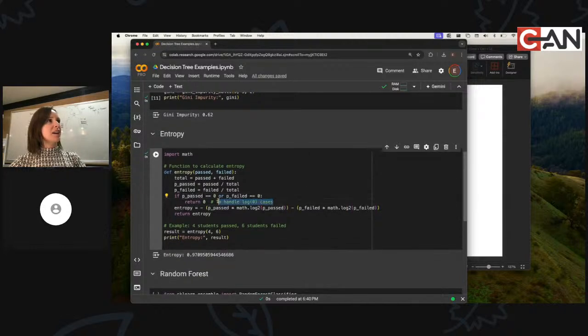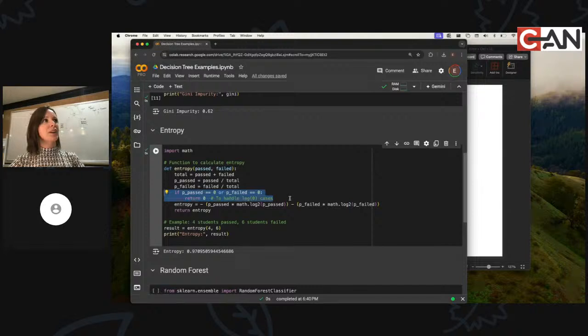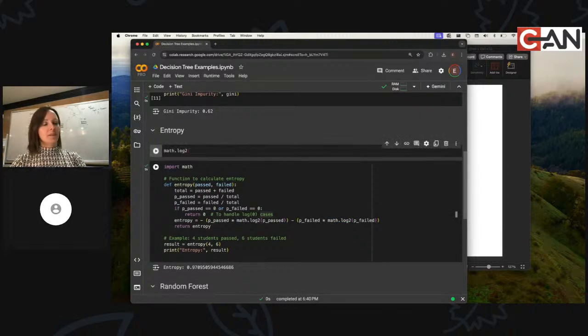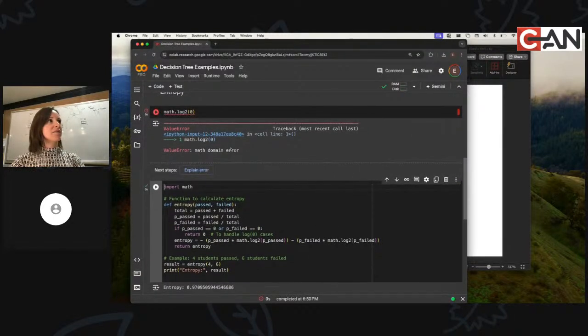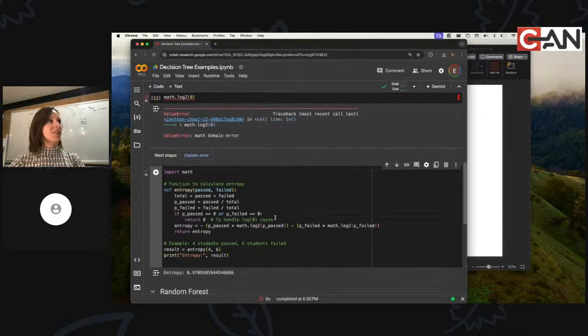If this, okay, so I believe log of 0 will throw an error for you. Let's just try it. So there's an edge case here to handle this error, math domain error. You cannot take the log of 0, so this will return 0 if that happens. In any other situation, we're going to calculate this with the probability times the log base 2 of this probability.